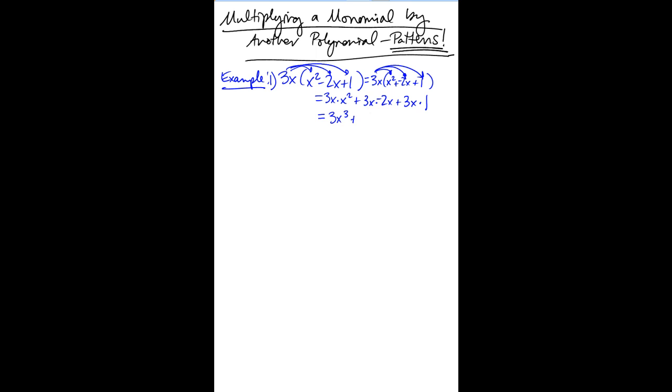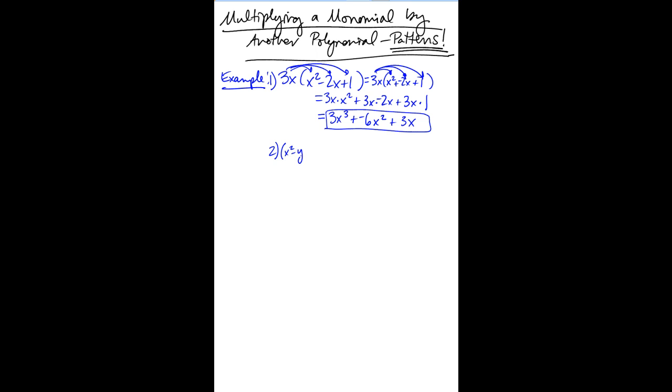I can say 3 times negative 2, which is negative 6. X times x is x squared. And here 3x times 1 is just 3x. So when I've rewritten it, I've ended up with this. Which of course, again, you can write as minus 6x squared as well, if you prefer. Let's look at another example.